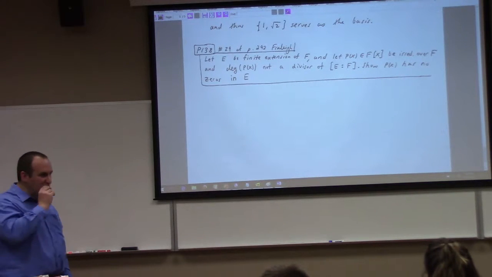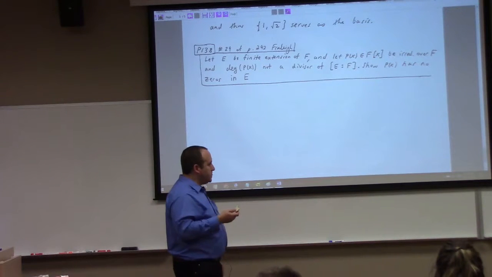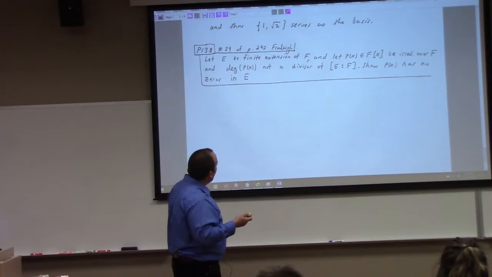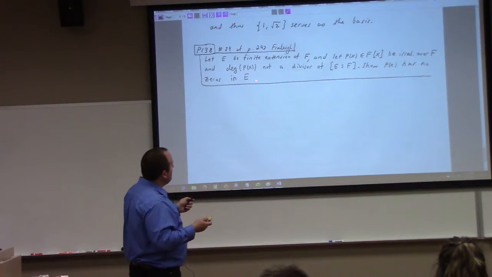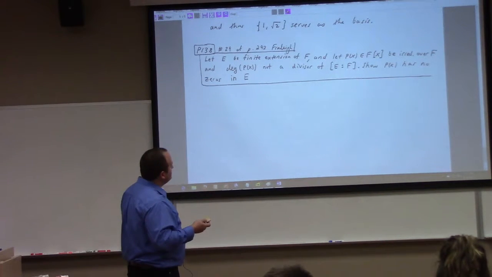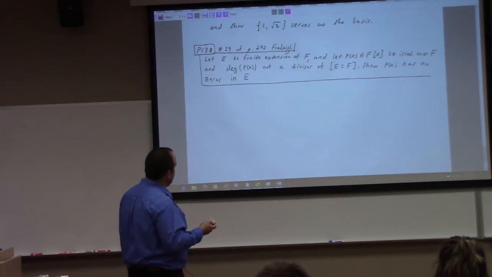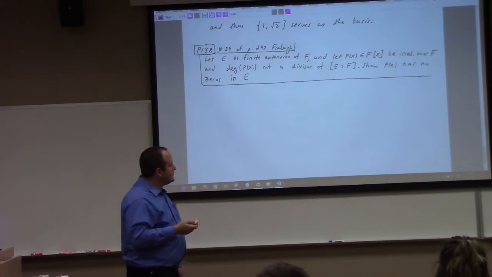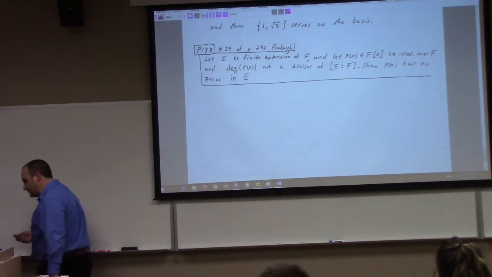Problem 138. My first move would be to assume all data in the problem and then try for a contradiction, namely that p of x has a 0. So assume p of x has a 0 after you assume all this stuff. If p of x has a 0, that implies what? Oh, it would imply the existence of an intermediate field, because if it has a 0, then, well, anyway. But I will finish the solutions. I just haven't done it yet.